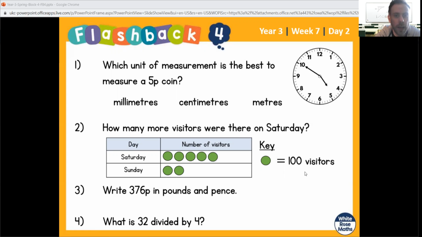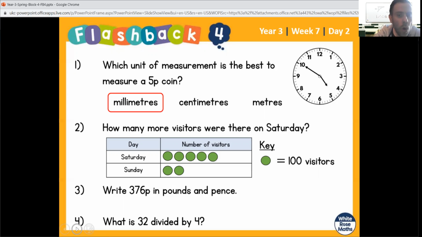Okay, so we've got a nice mix of questions. I think first one, which unit of measurement is the best to measure a 5p coin? So this is quite a good question because it's making sure you know what a 5p coin looks like from our money topic. And then it's also thinking about our measurement. The answer is millimeters, because they're really small, aren't they? Millimeters is the best one to use to measure a 5p coin.